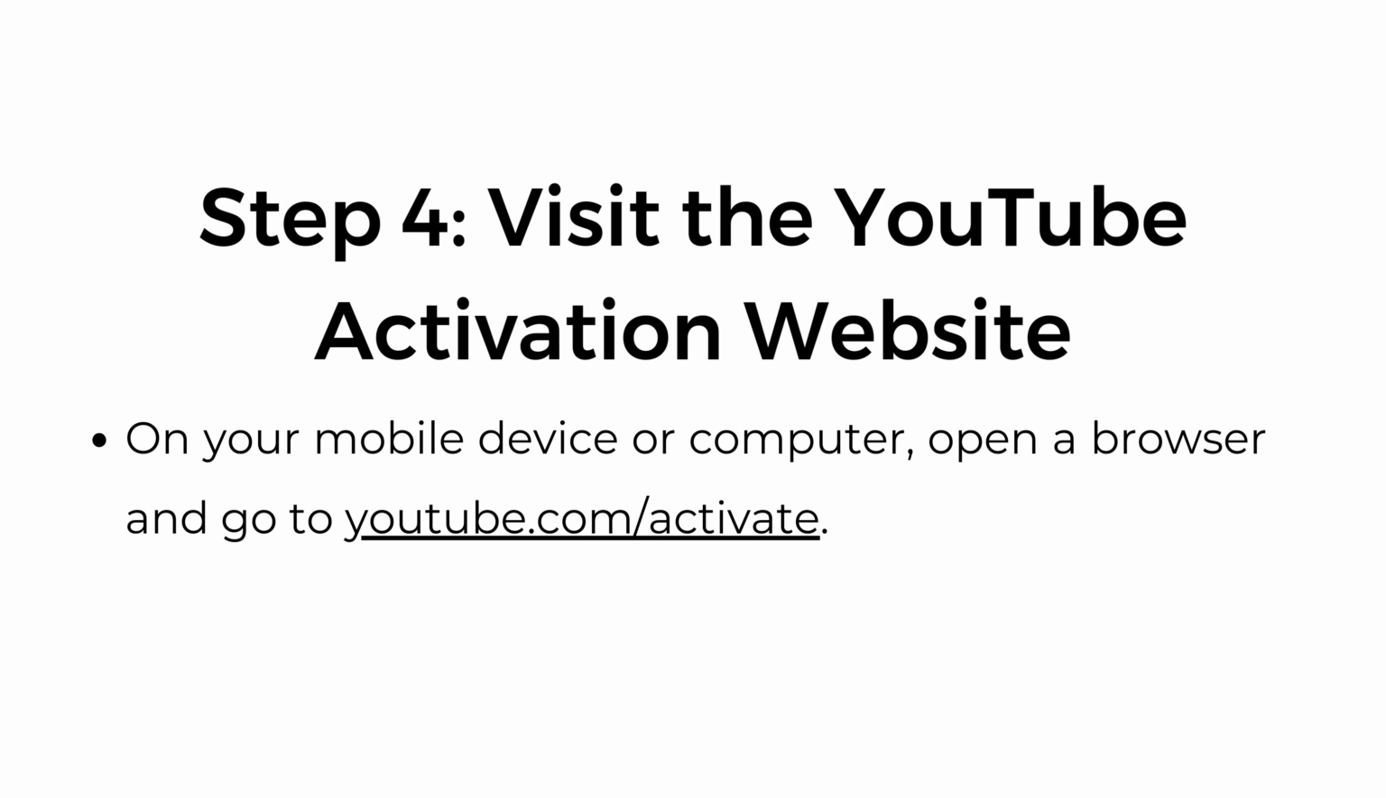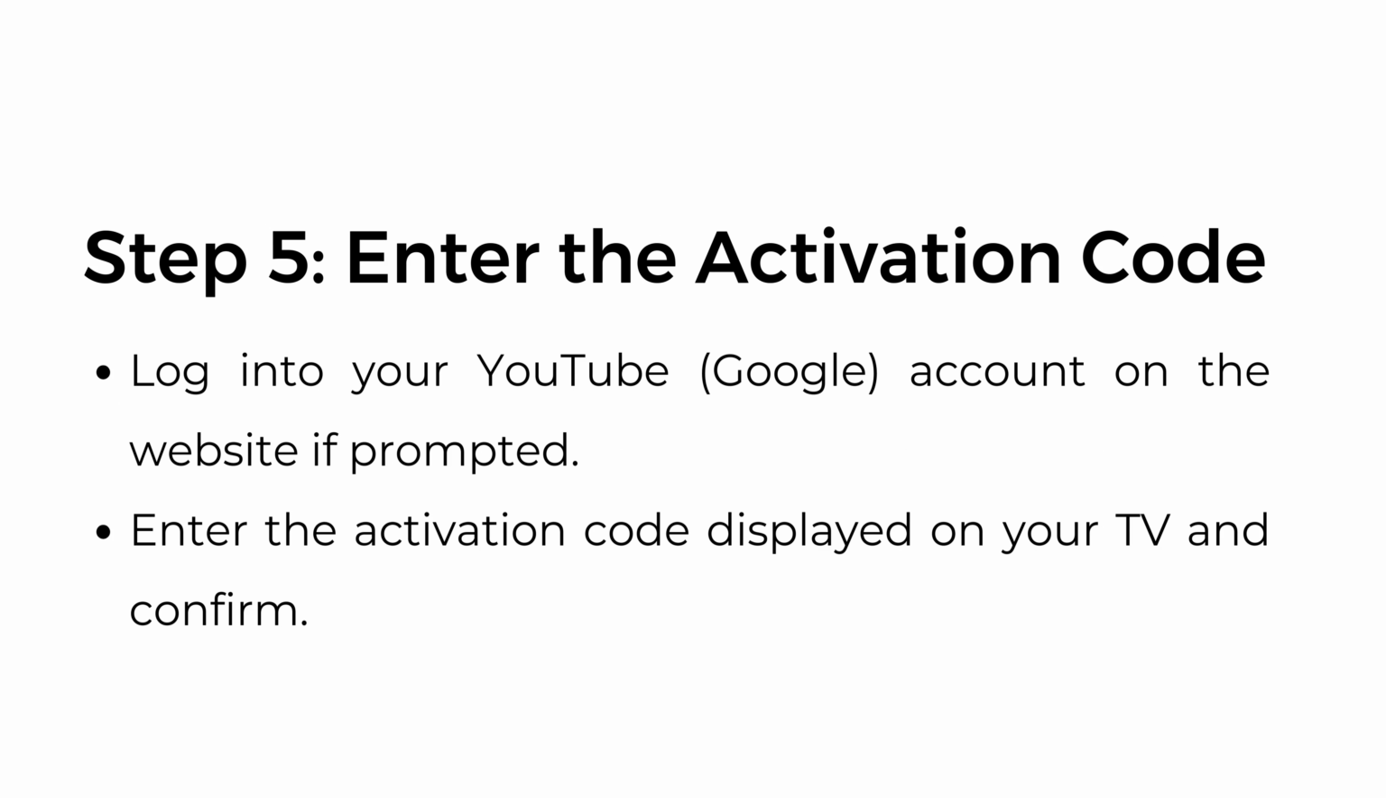Step number 4, visit the YouTube activation website. On your mobile device or computer, open a browser and go to youtube.com/activate. Step number 5, enter the activation code.